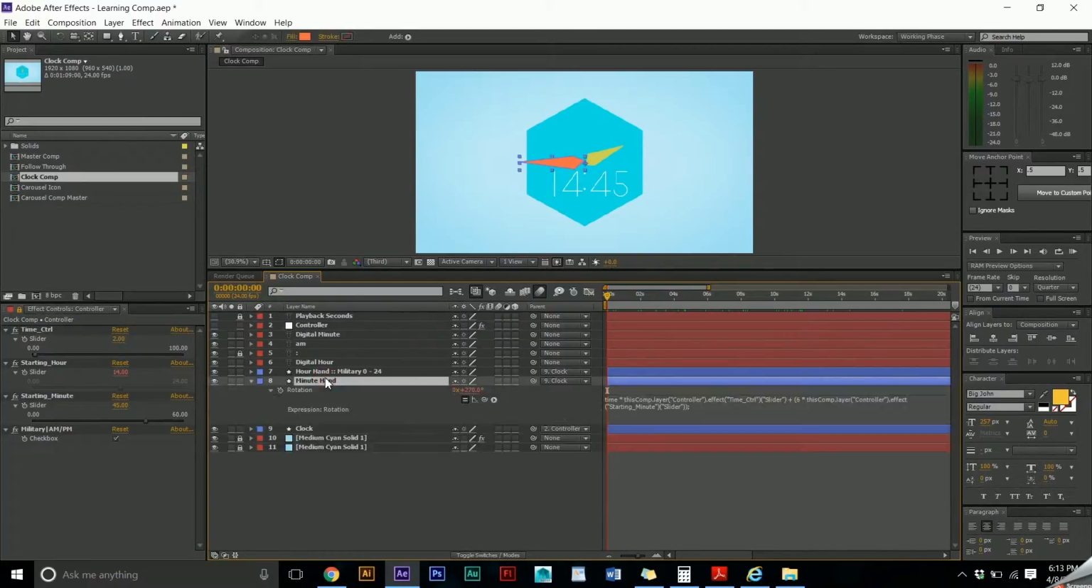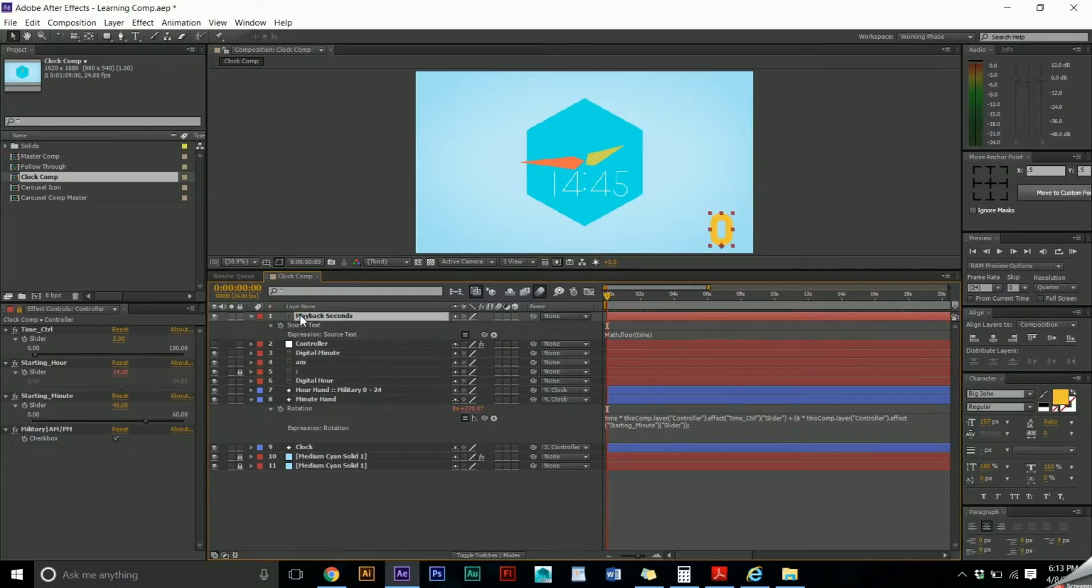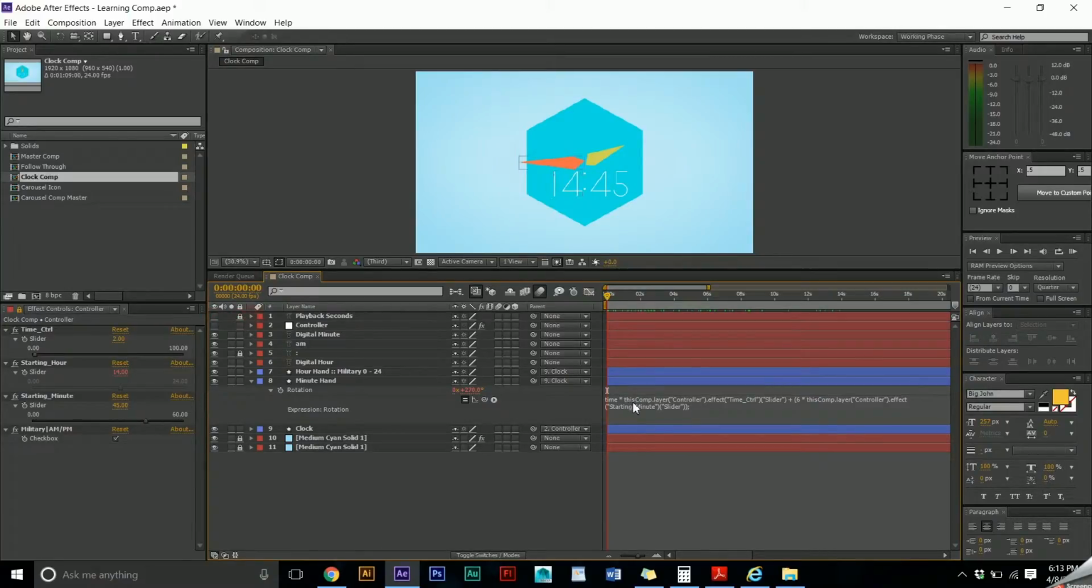So pretty much all my information is nested into this minute hand. It's taking time, which with this one right here, I have just the math.floor of time. I found out that time comes out in seconds. I wasn't sure if it was going to be seconds or frames, but I did find out for sure that it is seconds. And I just kind of hid that and kept it because I liked it. So it's taking the seconds times this intensity modifier plus the minute slider.